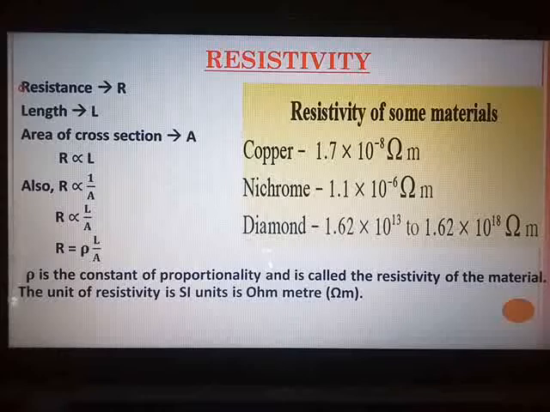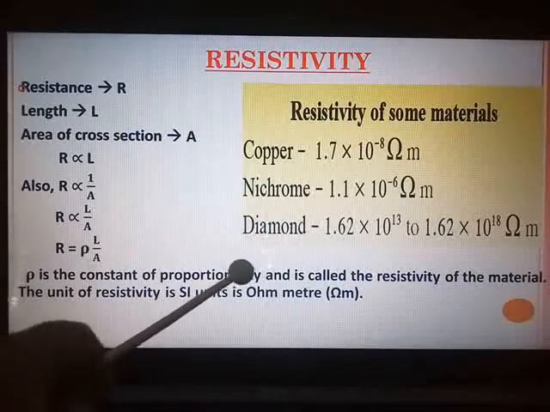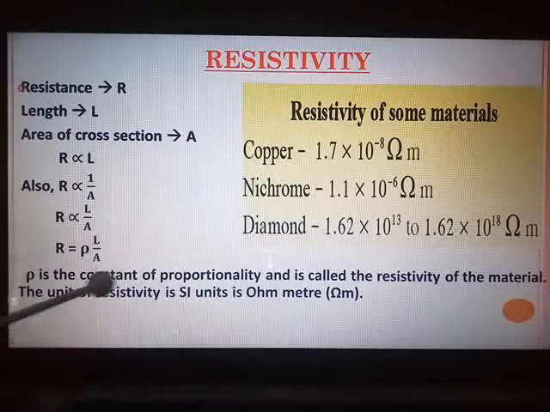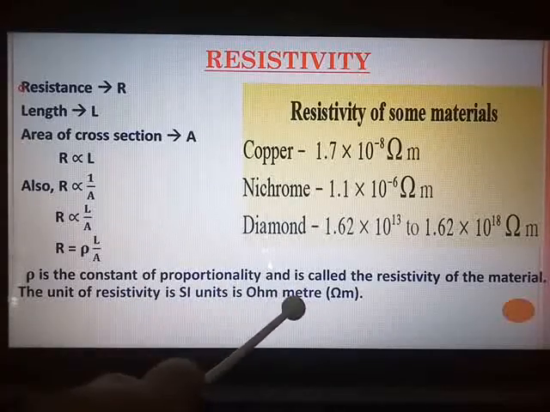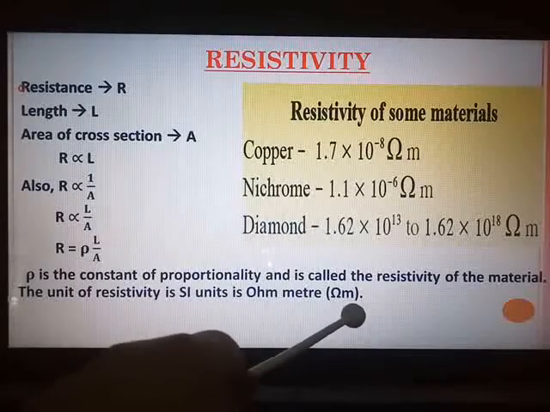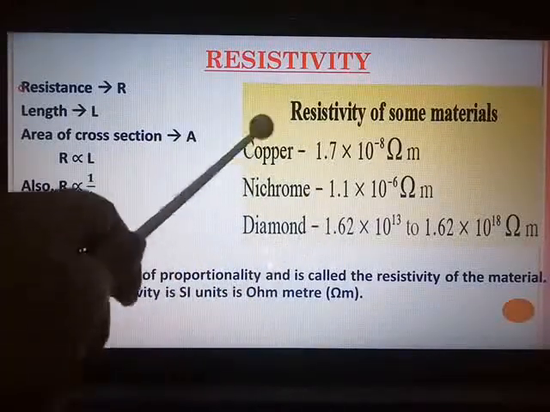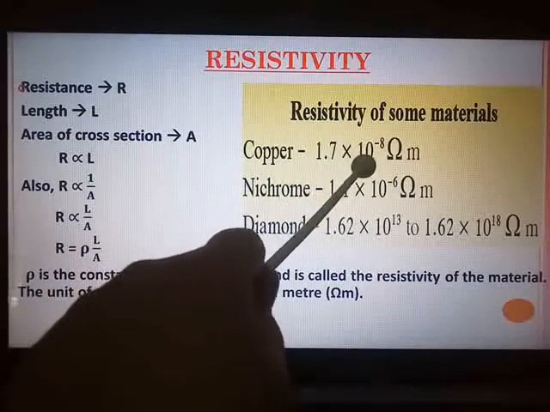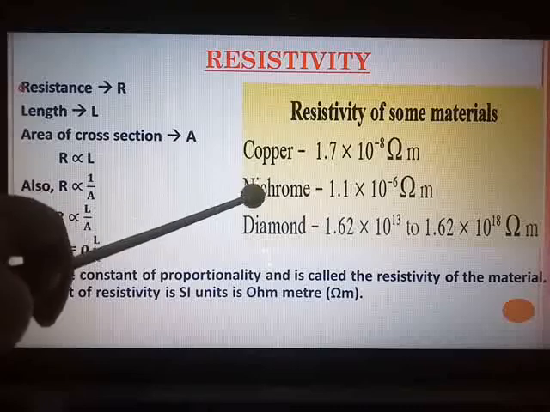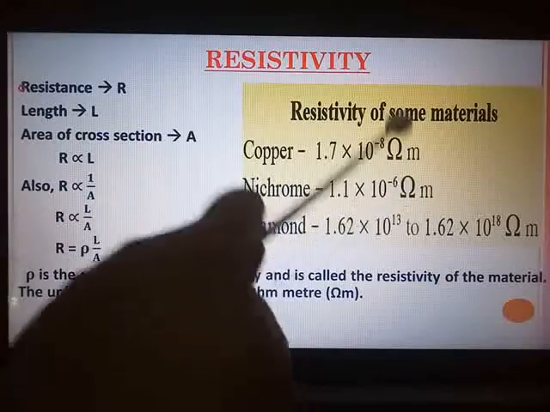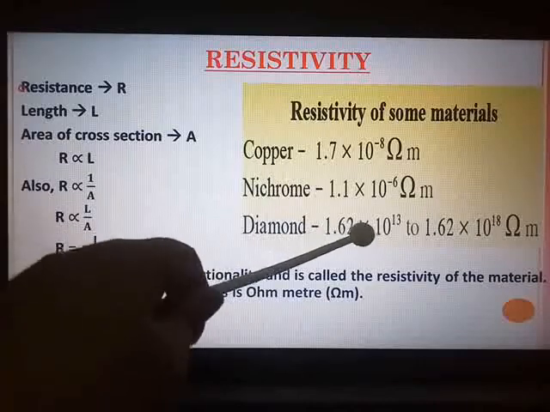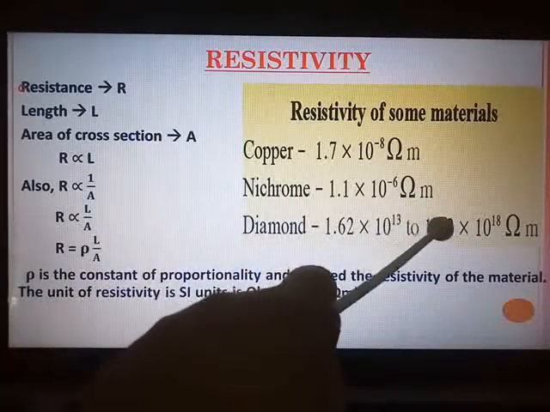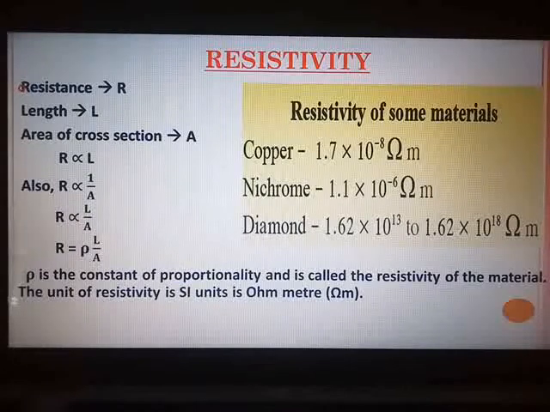Resistivity is a specific property of a material, and different materials have different resistivity. The unit of resistivity is ohm meter, and it is denoted by this symbol. The resistivity of some materials I have displayed here. Resistivity of copper is 1.7 into 10 raised to minus 8 ohm meter. Nichrome is 1.1 into 10 raised to minus 6 ohm meter. Diamond is 1.62 into 10 raised to 13 to 1.62 into 10 raised to 18 ohm meter. Now these things will not be asked in the exam. It is only for your additional knowledge.